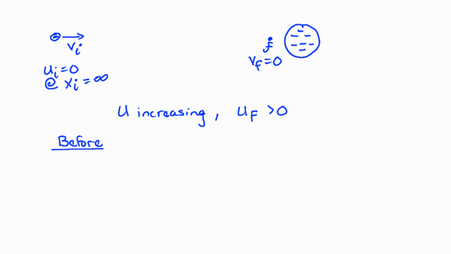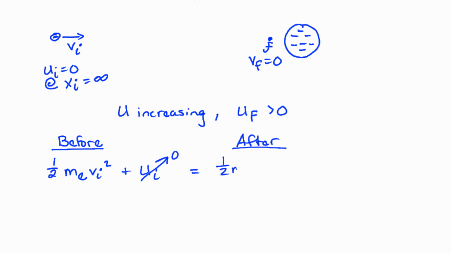Before, we've got some kinetic energy, so 1/2 mass of the electron times the initial velocity squared, plus the potential before, which is 0. This is going to equal the after case. Our kinetic energy is 0, since our final velocity at this point, F, is 0. But we do have some final electric potential energy.